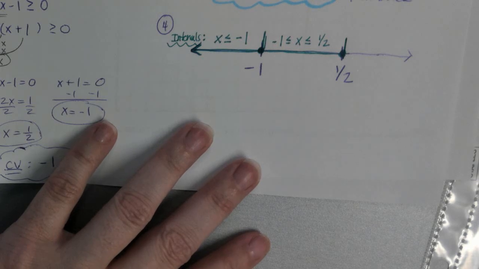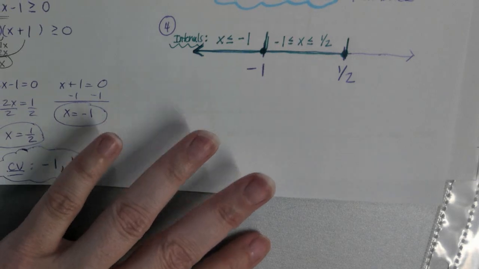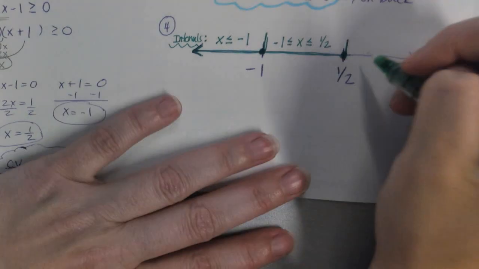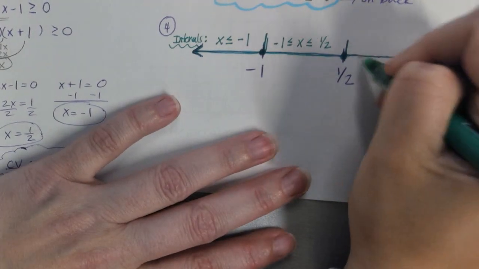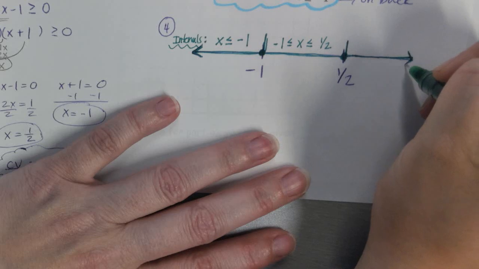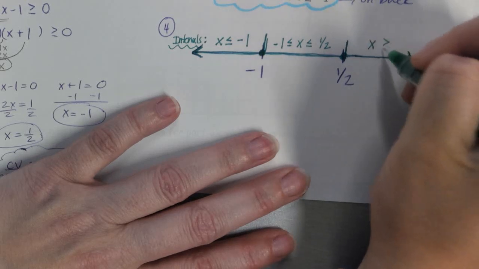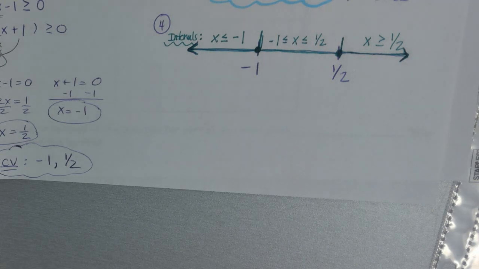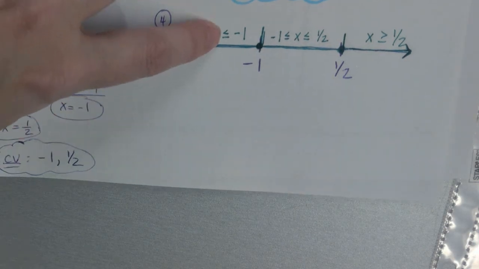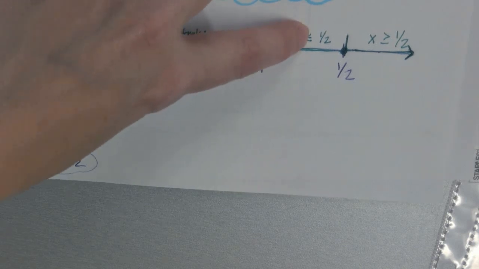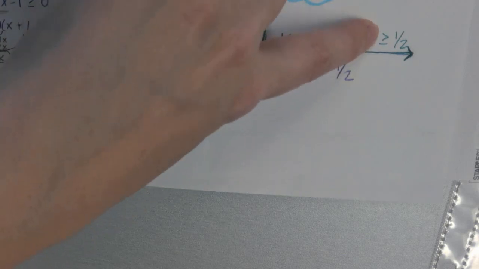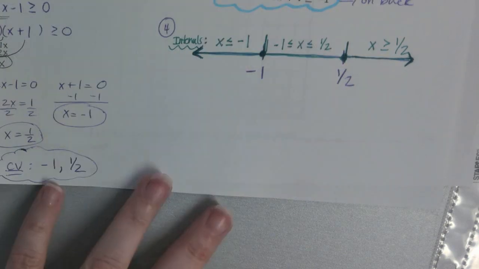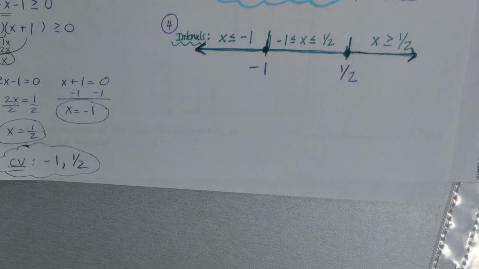Okay. Brianna, what's my last interval going to be? Good. Okay, so this guy here is greater than or equal to 1/2. Now, as we continue to do this, you're going to see this pattern. This is always going to be less than or less than or equal to. This will be a less than and a less than, or equal to, less than or equal to. This is always going to be a greater than or greater than or equal to. Okay, so I got my intervals.